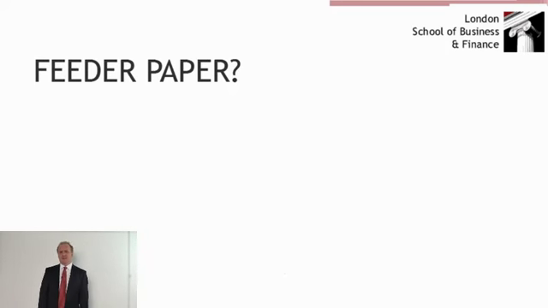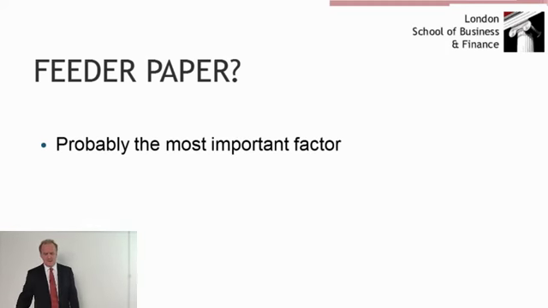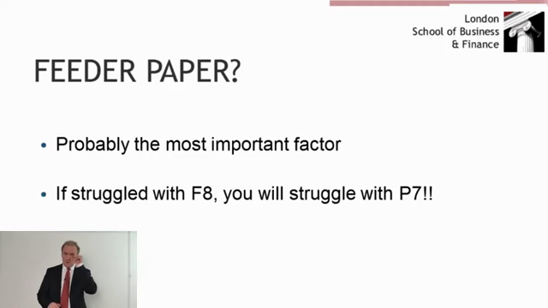Next thing to consider, the feeder paper. I think this is the most important factor of everything, and there are a lot of factors to consider. As I said earlier on, each one of these advanced papers comes from a lower level paper. So P4 from F9, P5 from F5, P6 from F6, and P7 from F8.